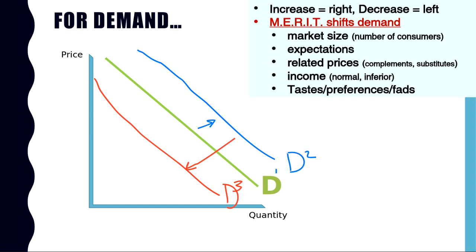One of the cheats that I tell my face-to-face kids, I'm looking at MERIT. MERIT is what shifts demand. So shifting demand, first of all, is market size. If you have extra consumers, you're simply going to have more people demanding the stuff.